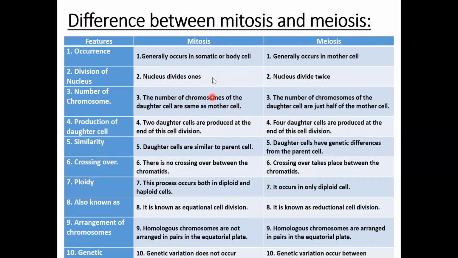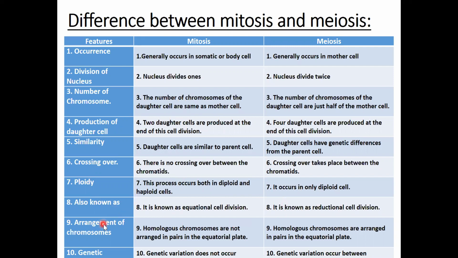And crossing over: there is no crossing over in mitosis, but in case of meiosis, crossing over occurs. And ploidy: mitosis occurs in both diploid and haploid cells, but meiosis occurs only in diploid cells. Okay, and mitosis is also known as equational cell division, but meiosis is known as reductional cell division.